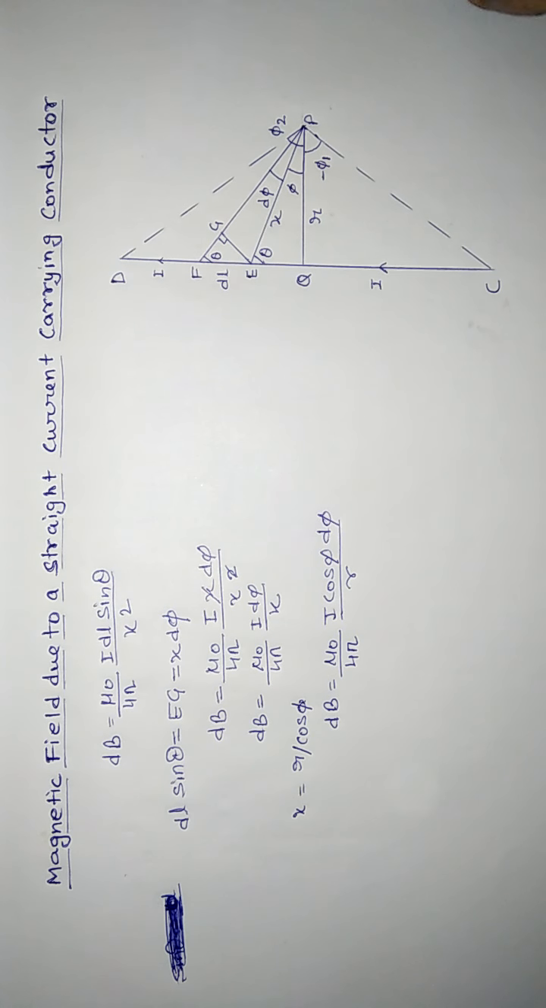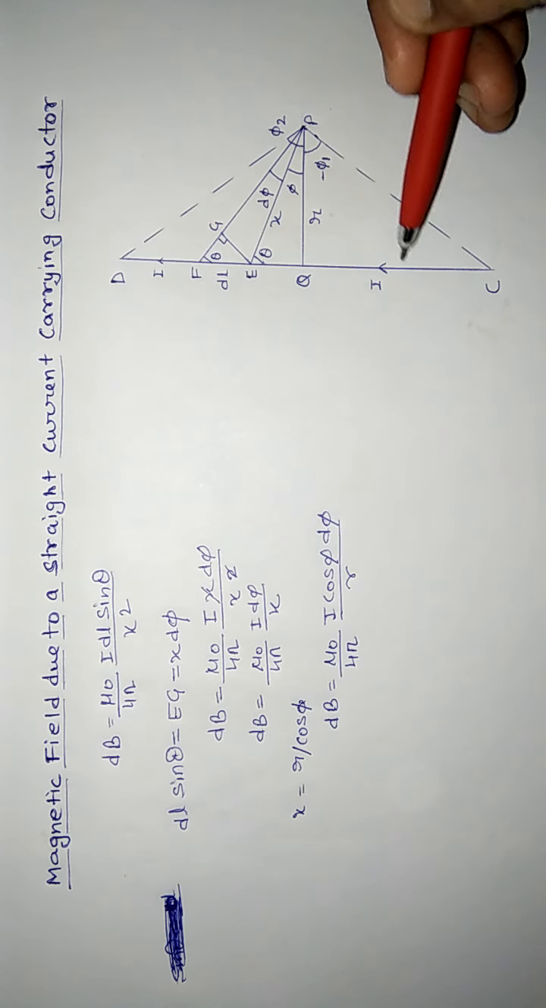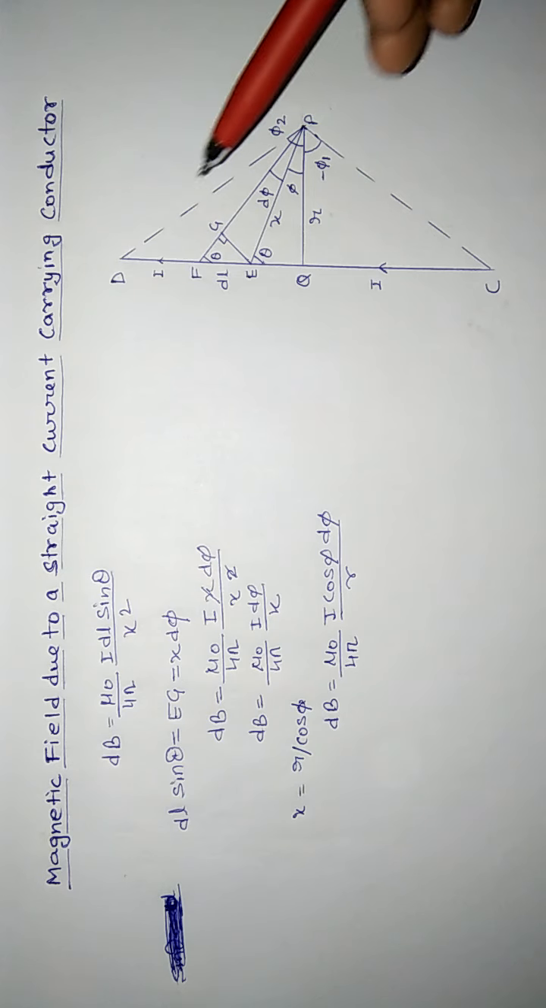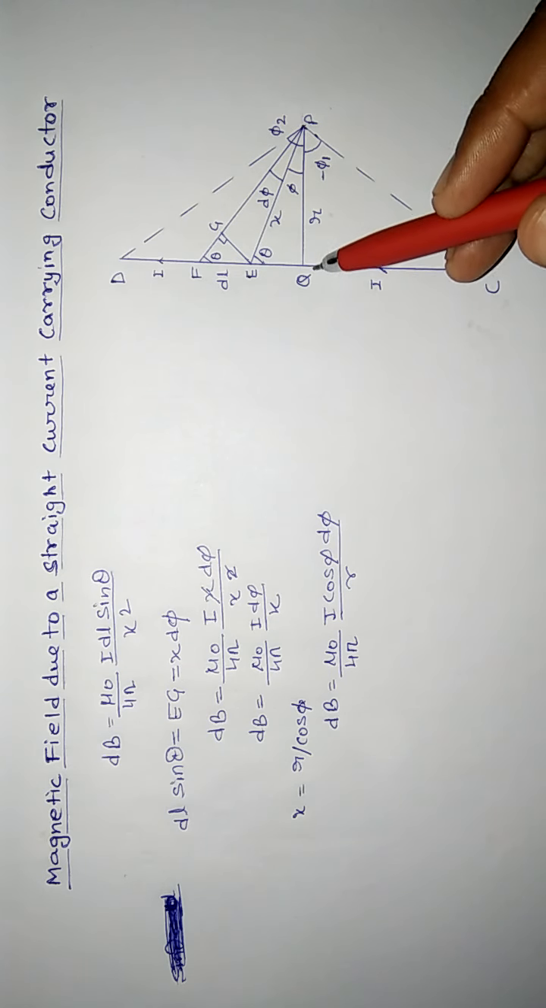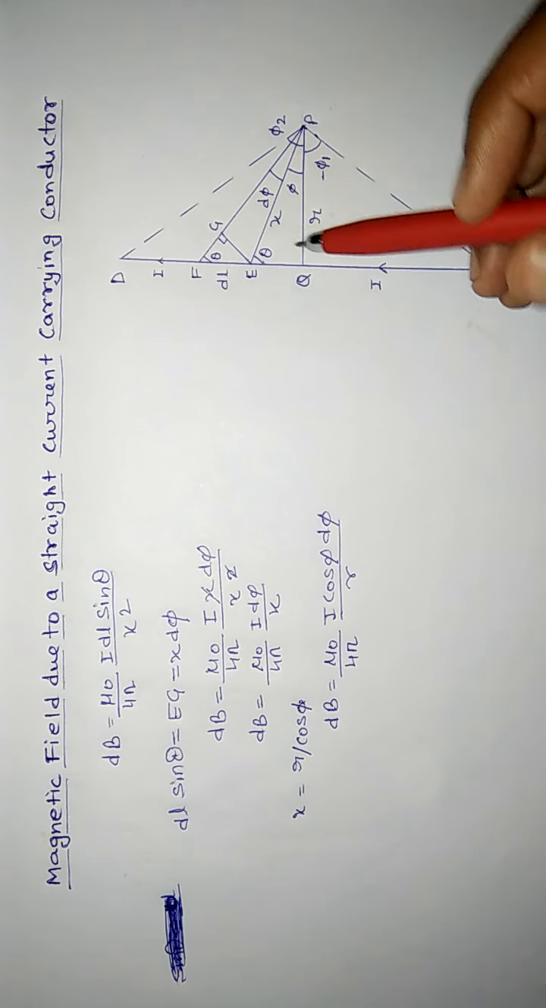Good morning students. Today I am going to discuss an application of Biot-Savart's law, which is the magnetic field due to a straight current carrying conductor. For this I have made a diagram here in which CD is a straight current carrying conductor through which the current I is flowing, and let the distance of point P from Q is small r and EP is equal to x.